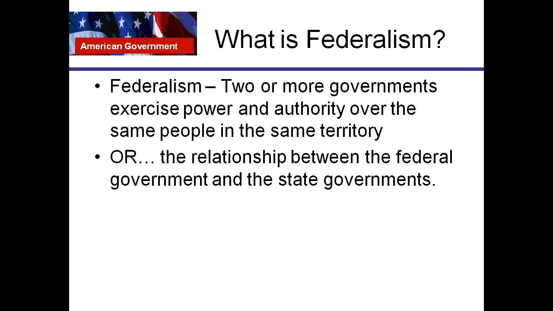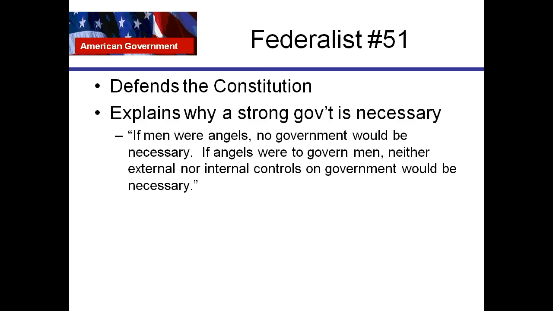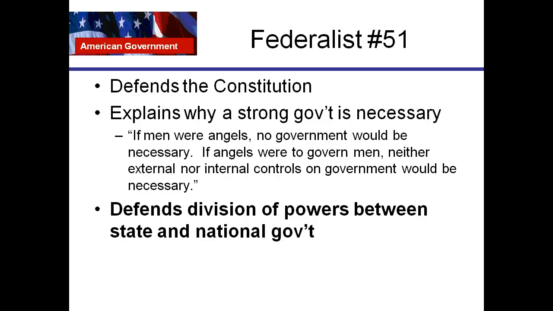This idea of federalism was talked about in Federalist number 51. Federalist number 51 defends the Constitution. It explains why strong government is necessary. One of the famous quotes from Federalist 51 is, "If men were angels, no government would be necessary. If angels were to govern men, neither external nor internal controls on government would be necessary." And it defends the division of powers between the state and national government. States have some powers, and the federal government has powers under the concept of federalism.